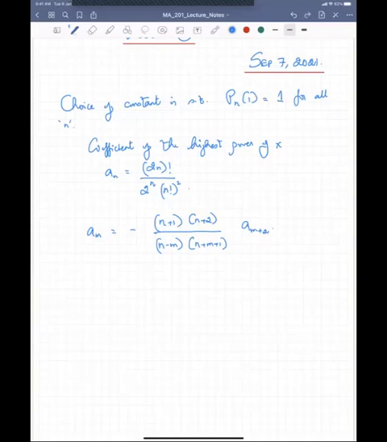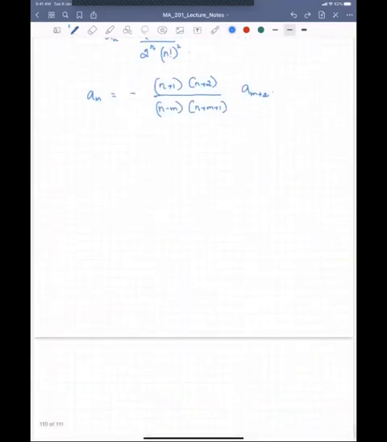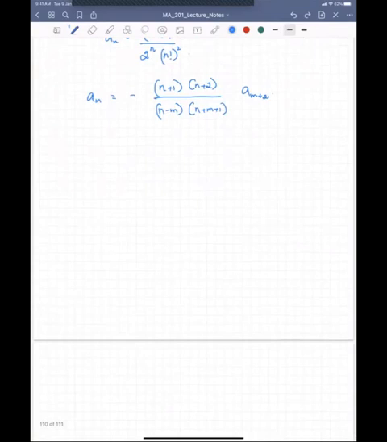Once you do this, it is guaranteed that your P_n(1) is 1 for every n. The proof is rather straightforward, perhaps a little algebra heavy, but I leave it to you to look it up. So let us write down a few of these Legendre polynomials.